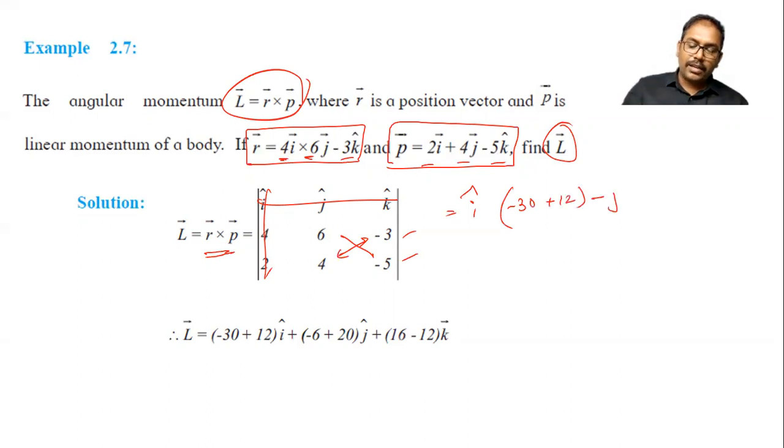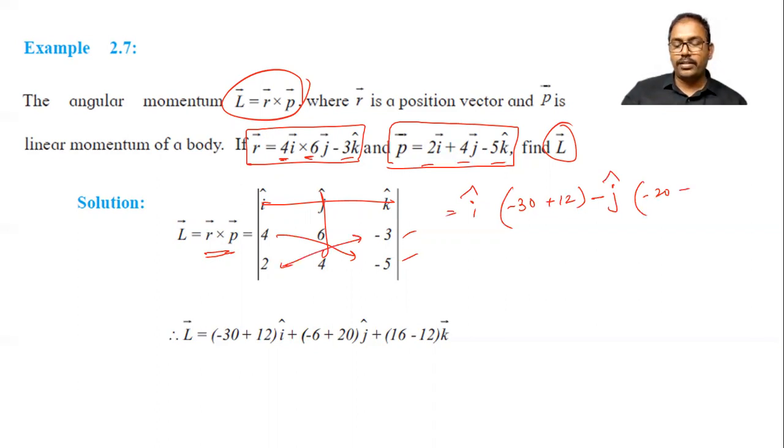Then minus j, you can put the minus sign to the j, and after that, leave the column and leave the row of j. Then this 4 into this minus 5, minus 20, minus sign, 2 into this minus 3, the minus 6, and because of that plus 6 here we get.